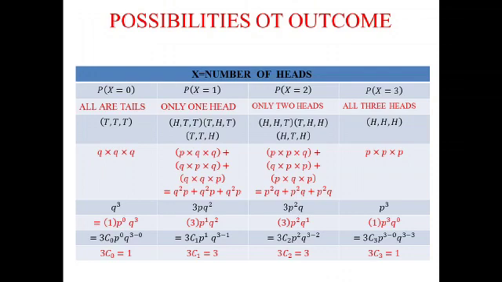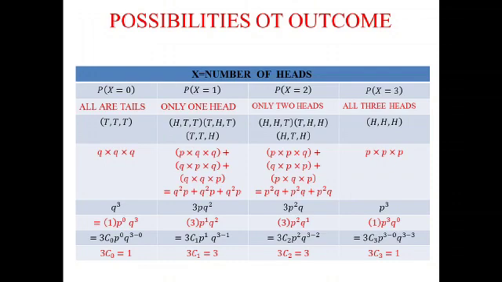Likewise, for the second and third sample points, we get QPQ and QQP respectively. So it can be either the first, second, or third sample point when the probability of X is equal to 1. That is nothing but the sum of all these three, which will be 3pq squared, that is 3 into p power 1 into q power 2.